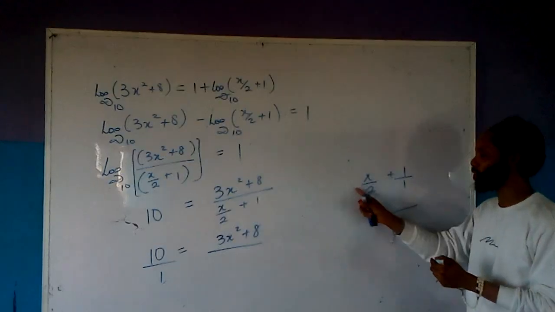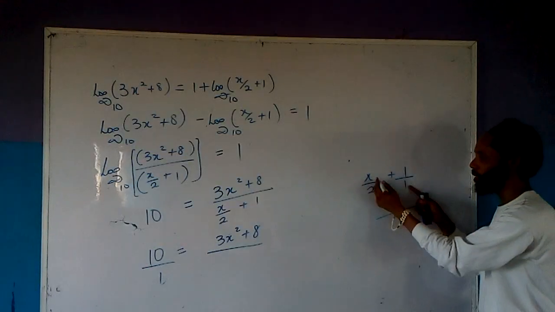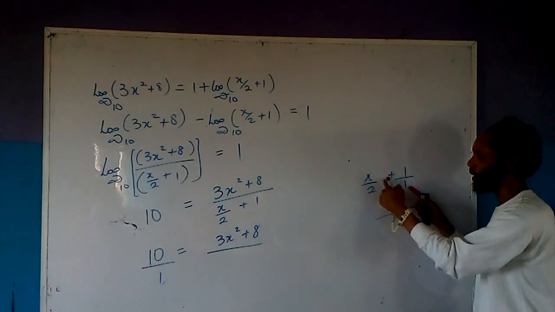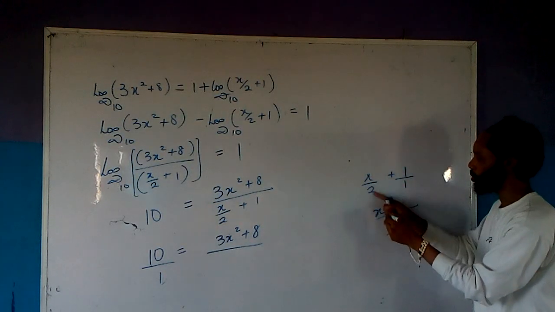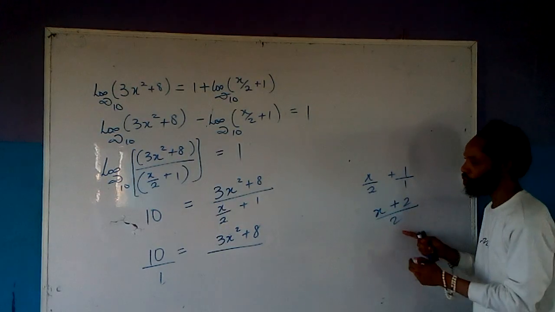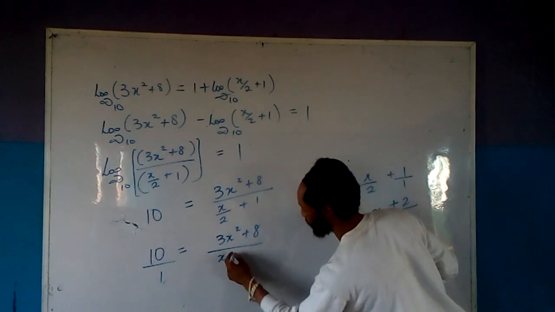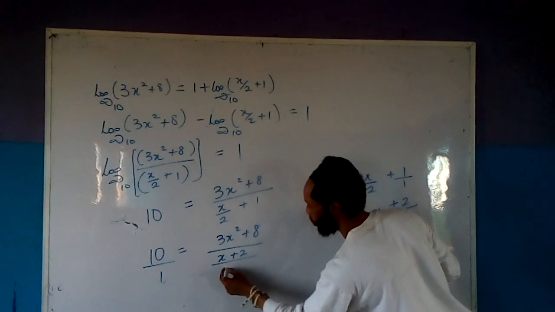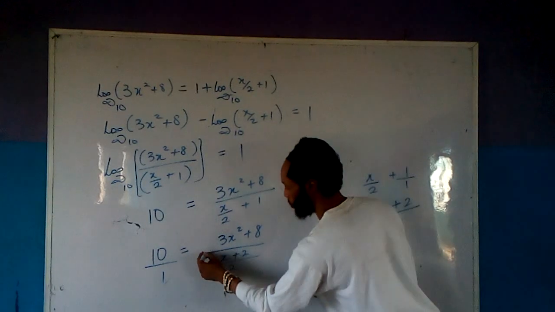Whenever you have a function and any number over 1, you just do the cross zigzag equation. X times 1 is x, 2 times 1 is what? So we have what? The denominator is 2. So we have x plus 2 all over 2 as our denominator.